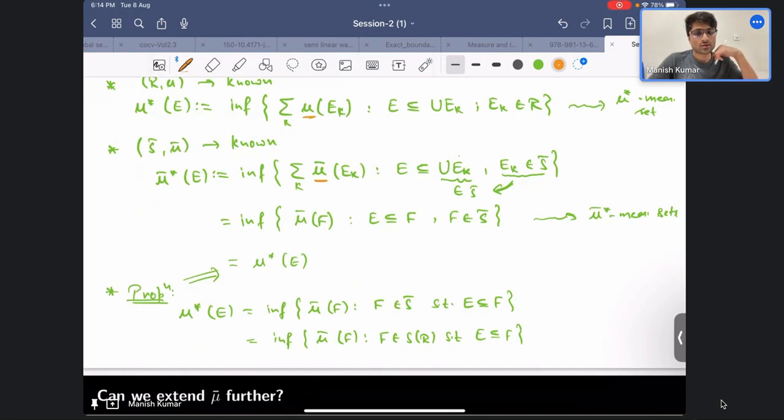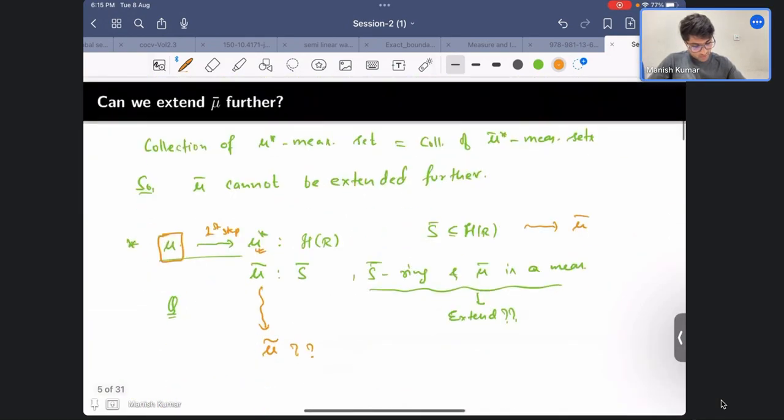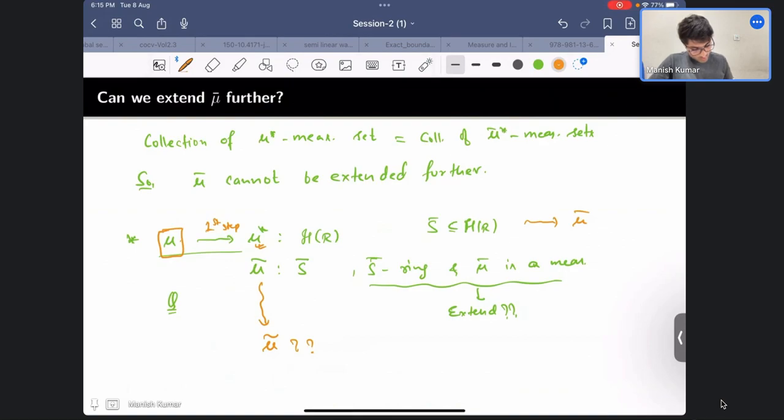Is this clear? Yes, sir. Did you understand what I said and what your question was? Sir, then the domain will become again the outer measure of... So, what you are saying, what I am saying, is that the measure mu bar star and mu star is defined on H of R.